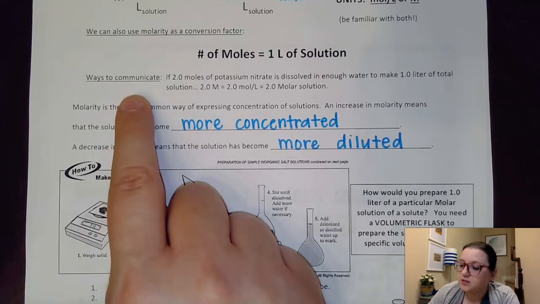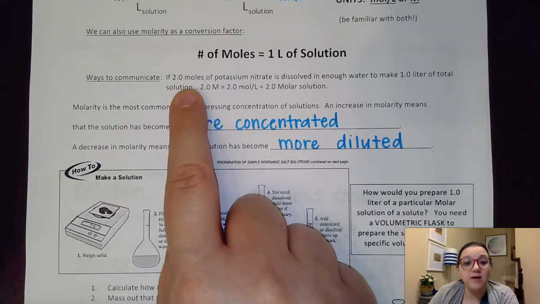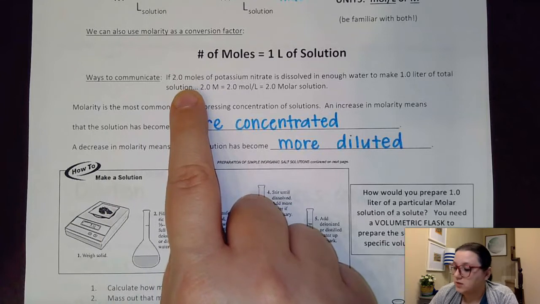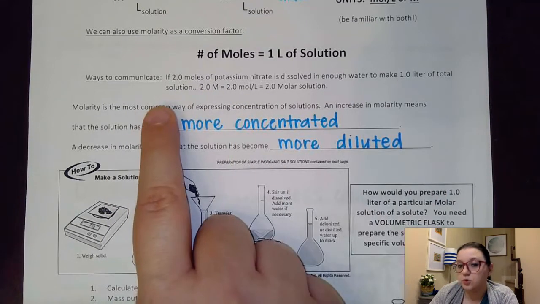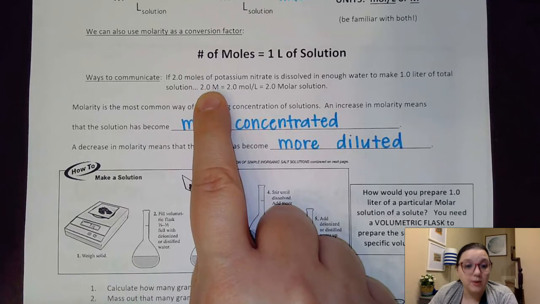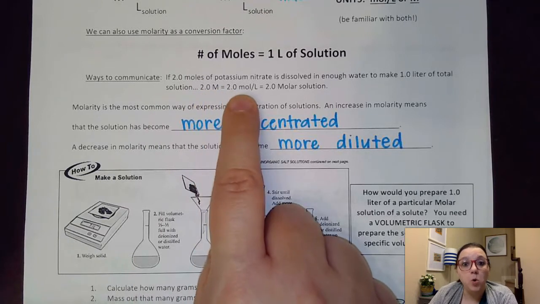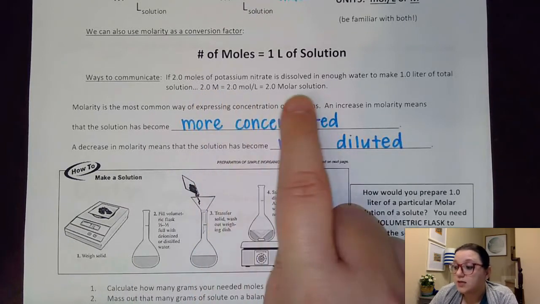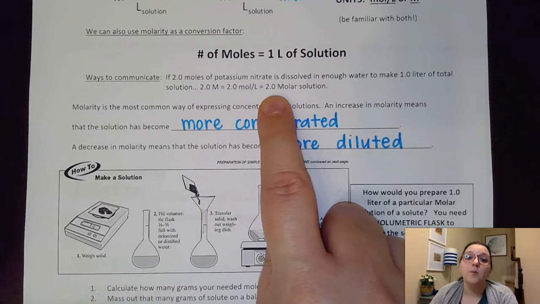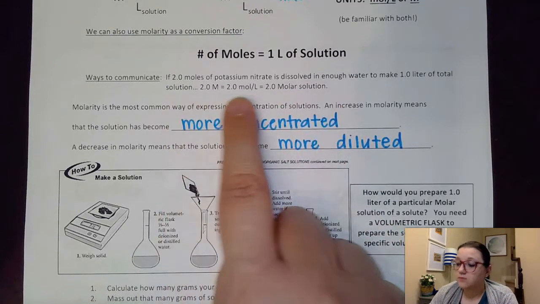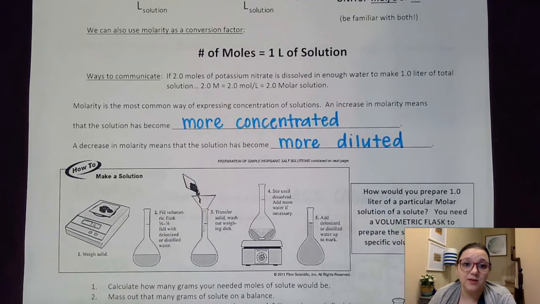Some other ways to communicate this would be, hey, if I had 2.0 moles dissolved in enough water to make 1 liter of solution, I could report it as 2.0 big M, 2.0 moles per liter, or we could even say that we have a 2.0 molar solution. All of those statements mean exactly the same thing, so keep in mind that they can be used interchangeably.